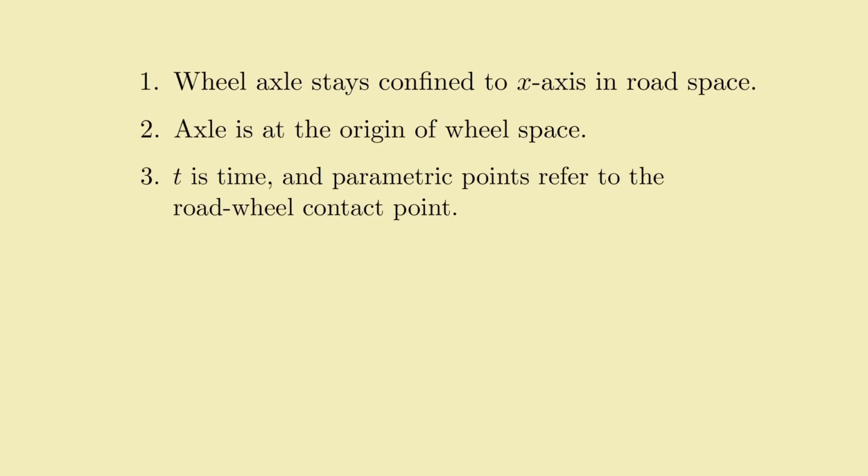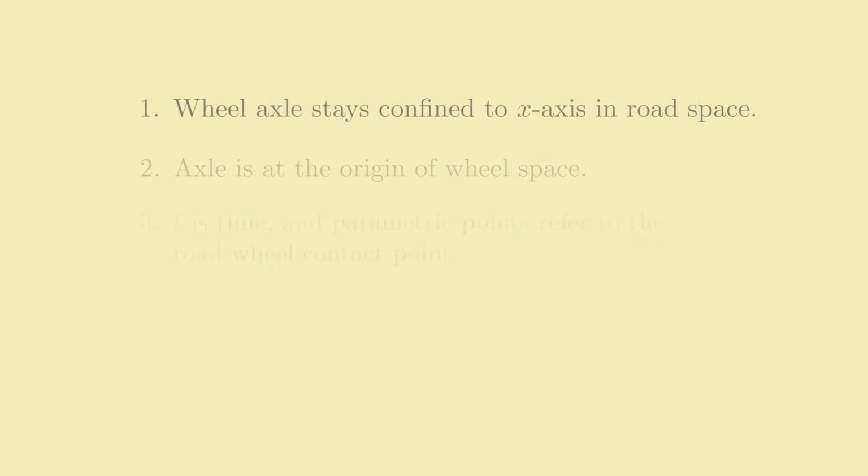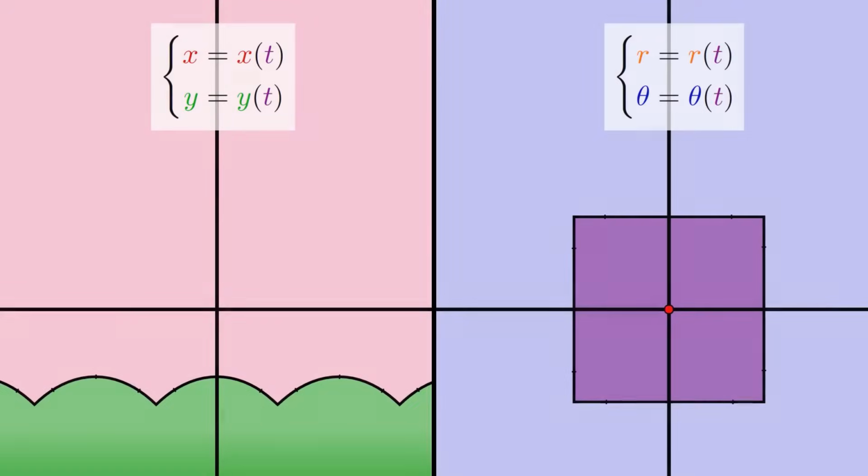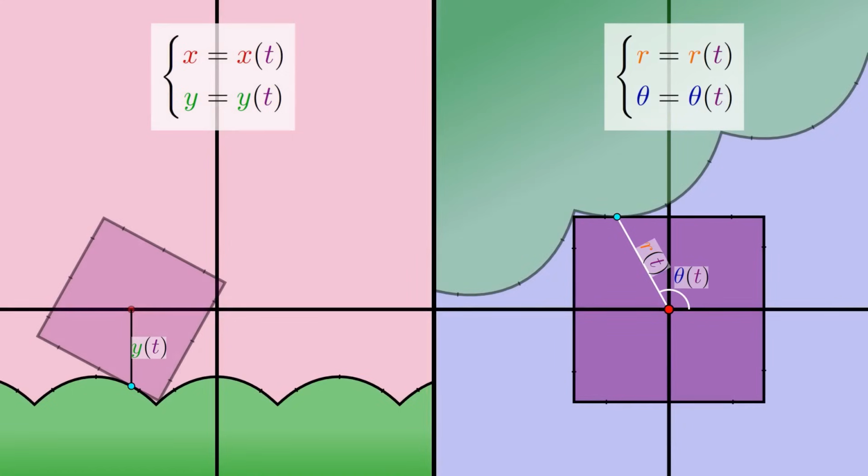Alright, with all this groundwork in place, we're ready to solve our problem. As a reminder, our goal is to determine the ideal shape of the road for any given wheel, so that the wheel's axle stays confined to a horizontal line. So in terms of the functions we have, our goal is to find the two road functions, x of t and y of t, given knowledge of the two wheel functions, r of t and theta of t. To do that, we need to find some relationships between these two sets of functions.